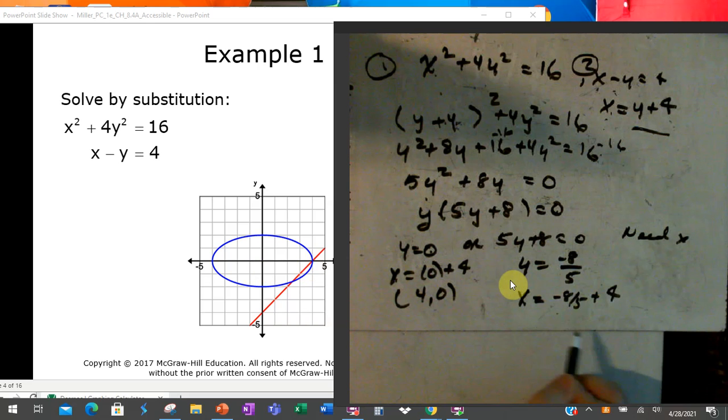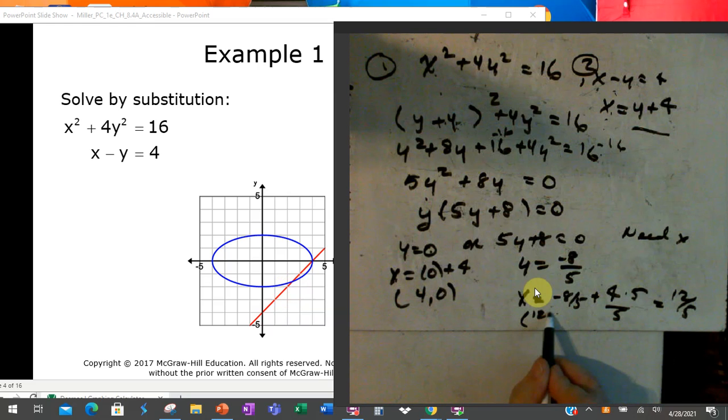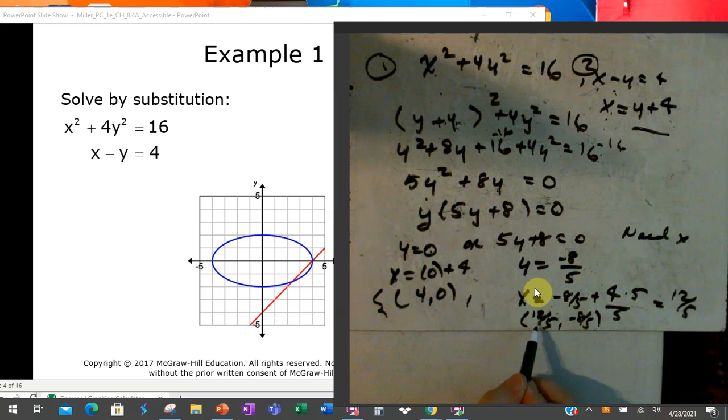This is 20 over 5. 20 minus 8 is 12/5. 2 2/5. 1, 2 2/5. And a fifth. 2/5 right there. Okay, so my solution looks like this. Here's my 12/5, comma, minus 8/5. That's my solution set here and here.